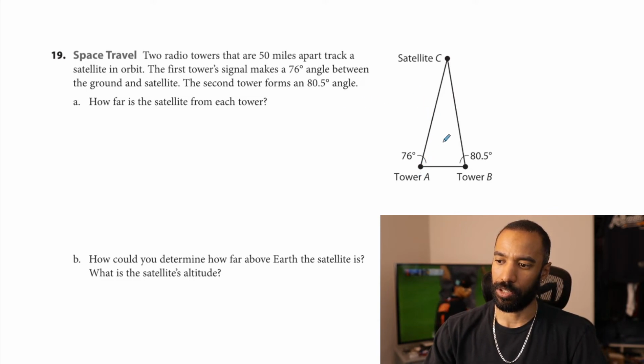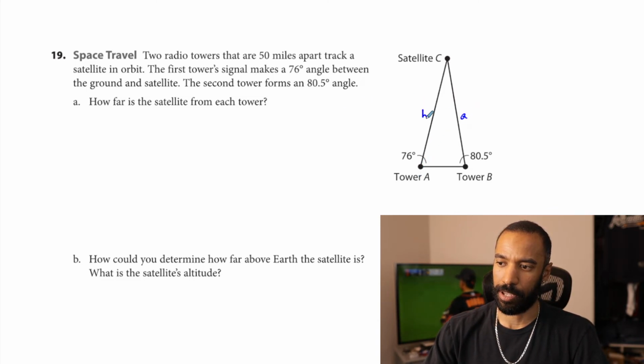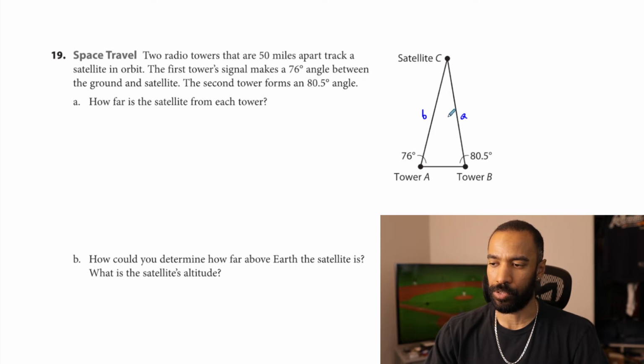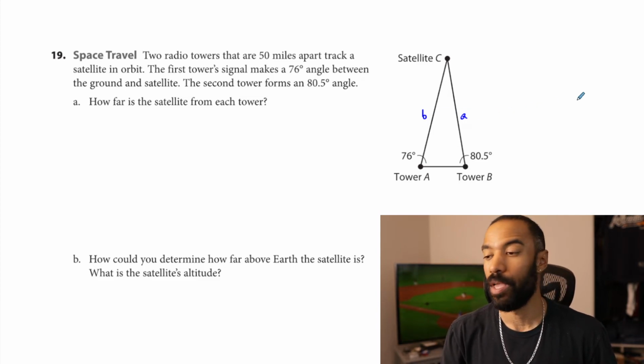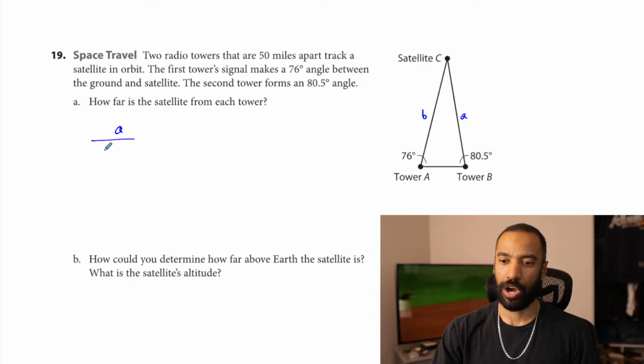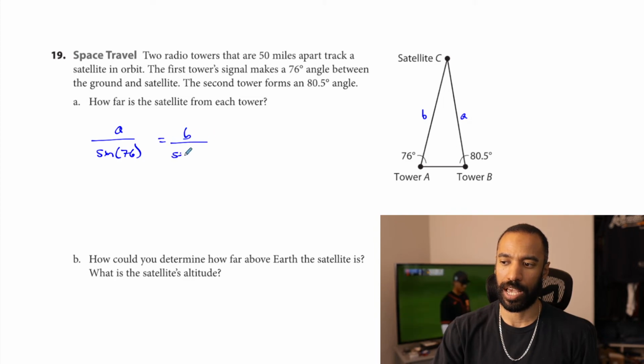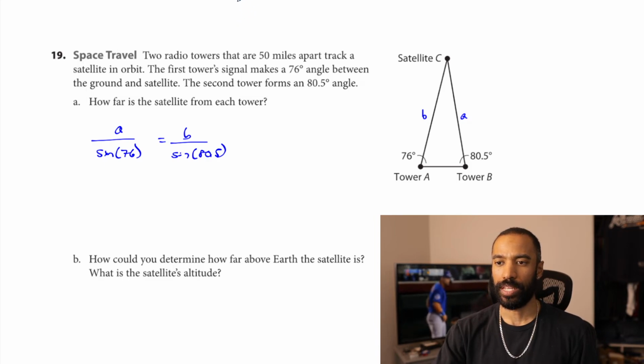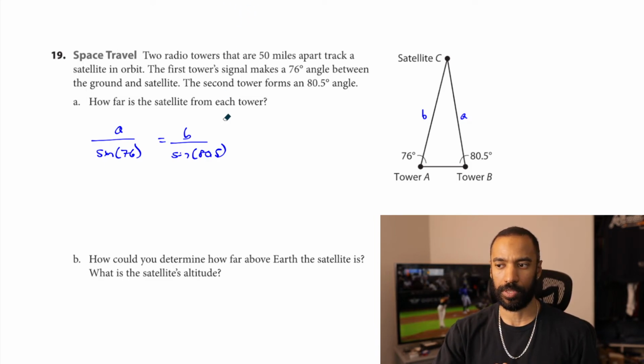So we basically need tower A's opposite side length a, and tower B's opposite side length b. We need these two values here. We can use the law of sines for it, but this isn't enough information in and of itself. I can't do a over sine A equals b over sine B, because that's two unknown variables. We need to instead incorporate something with C if we can.